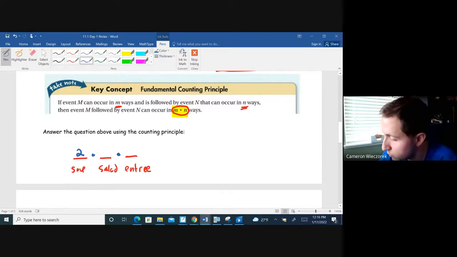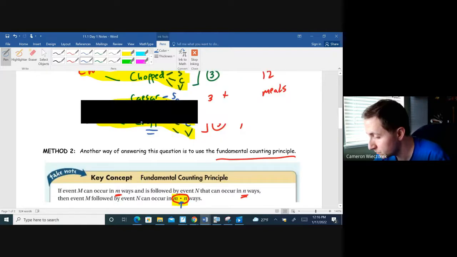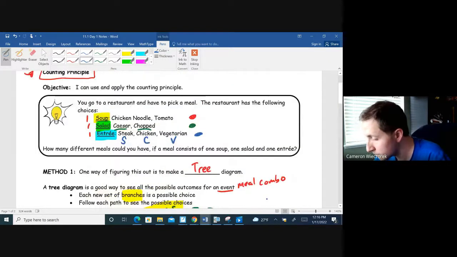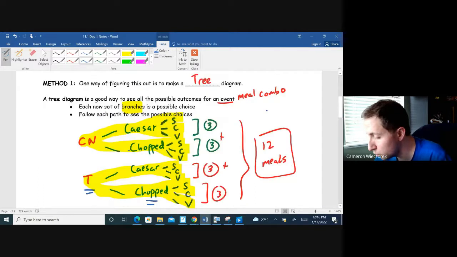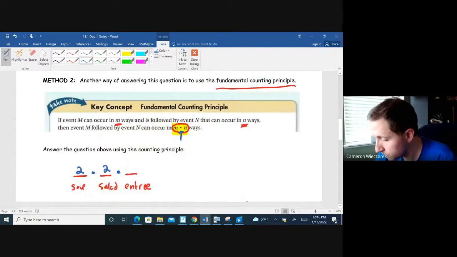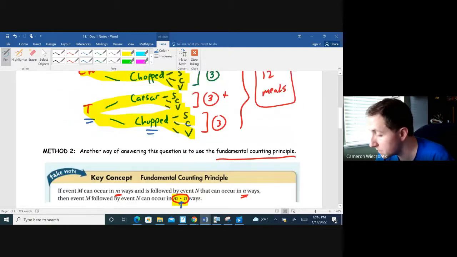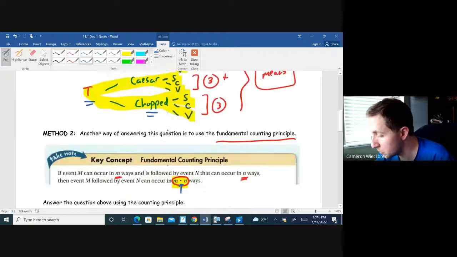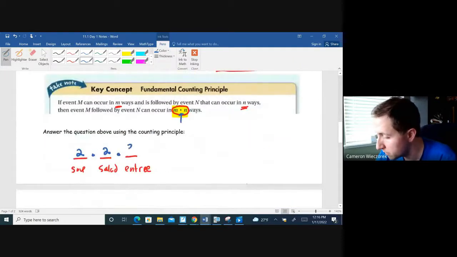So 2 possible options in that category. Times, as it says, we're multiplying. If I go to my salad category, let's go back and take a look. How many salads did we have? We had 2 salads. We had Caesar and we had chopped. So I'm going to put a 2 on this blank. Times, got 1 more category. We got the entree, and this had 3, I believe. We had steak, chicken, and vegetarian. So I'm going to put the number of options in that category, 3.